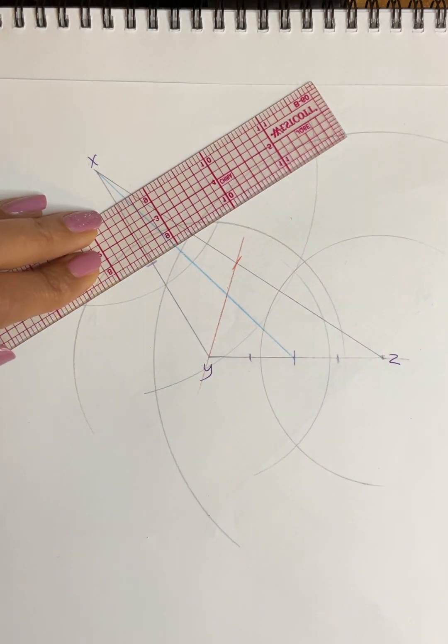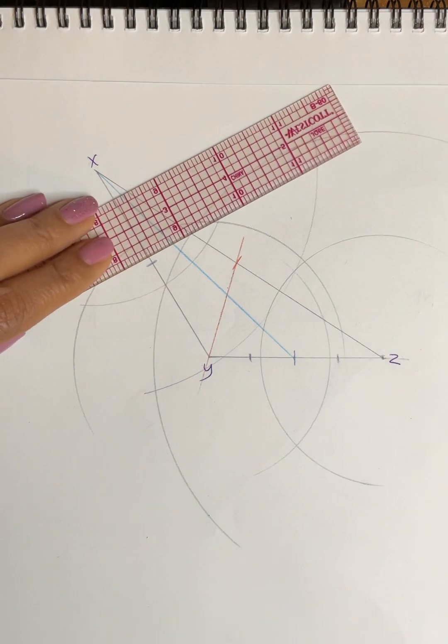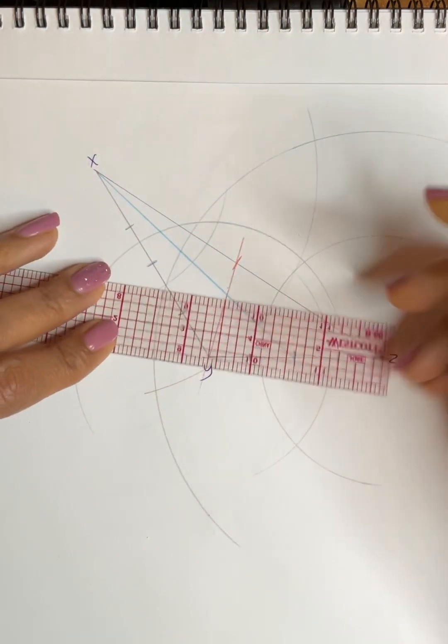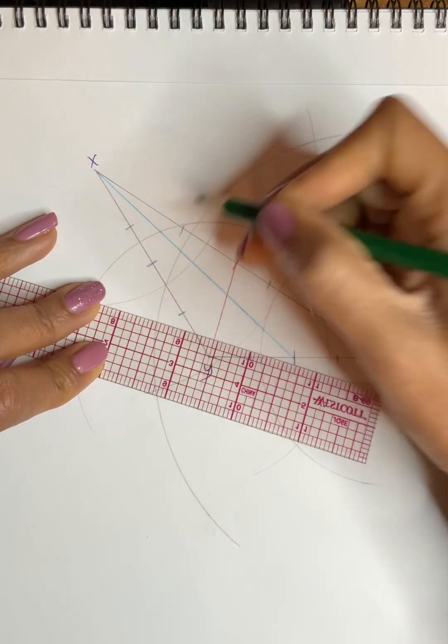Once I have the mark on that segment, once again, you know that this segment is going to be congruent to this segment. Same with here when we did the midpoint.